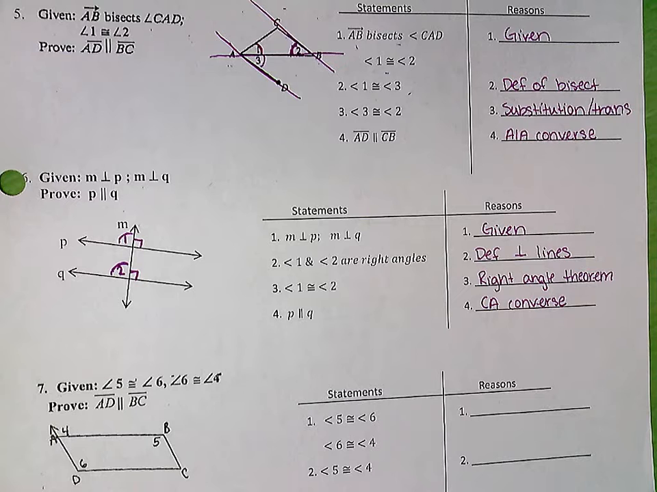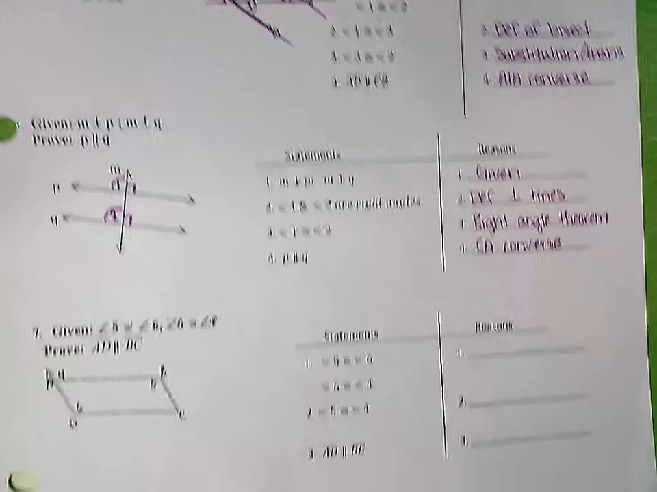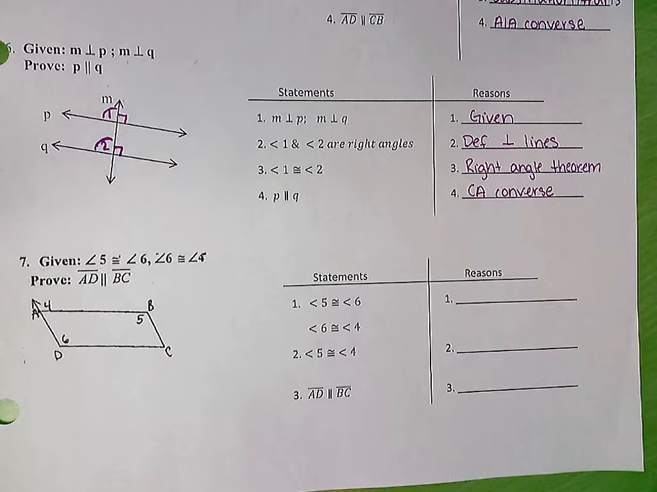Questions on number 5, or number 6? All right, I want you guys to try number 7. It's only three reasons. Make sure you label your picture and look at your given first. Don't look at the 2 columns until you label your picture.